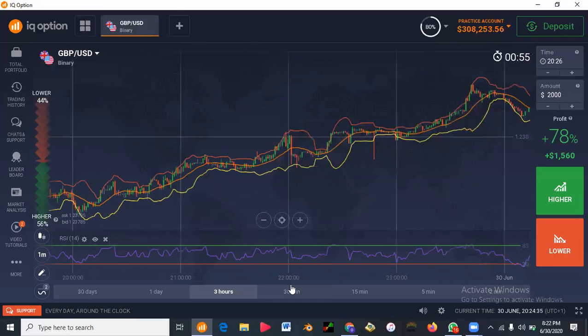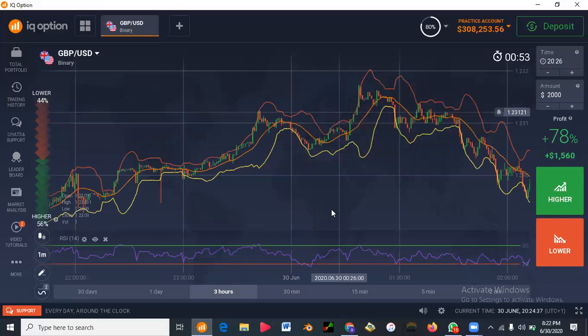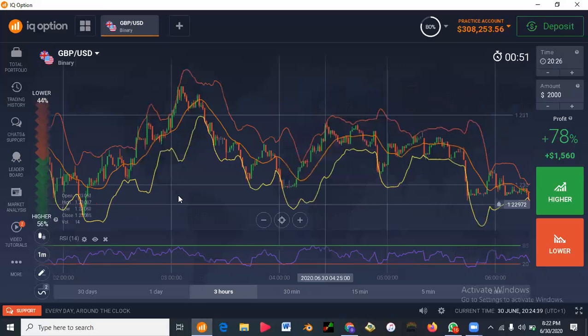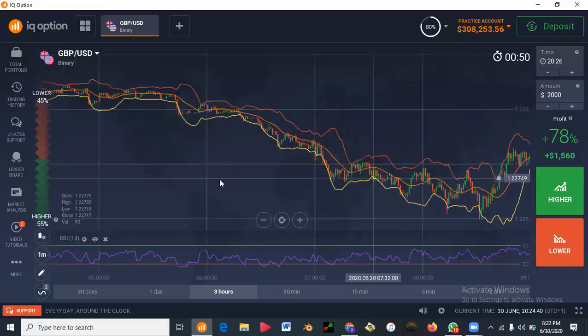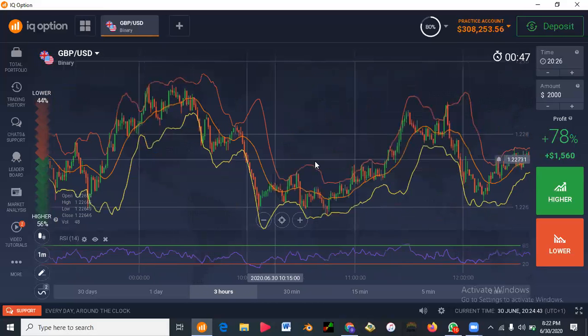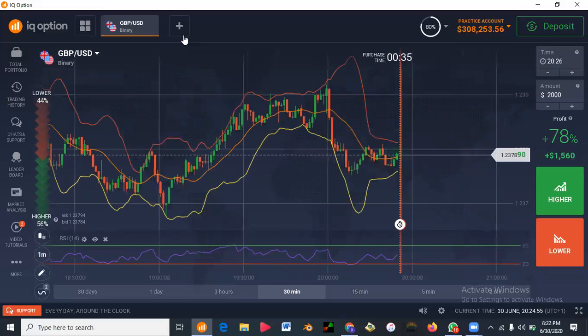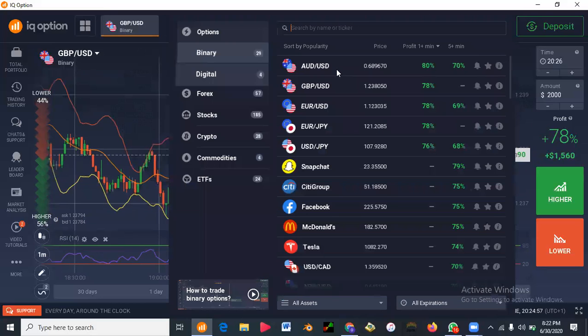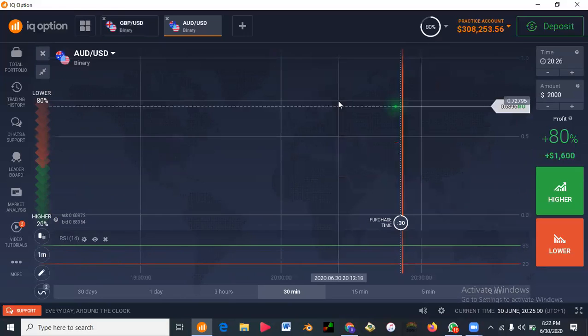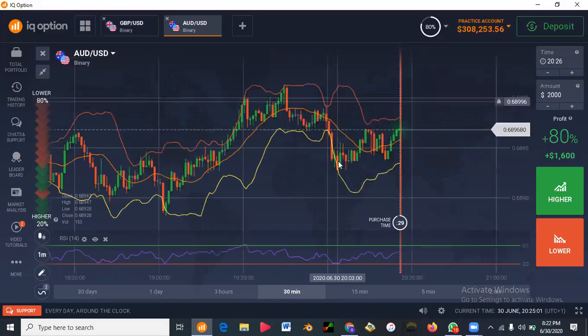So that's all about the Bollinger Band. Set a deviation that is very convenient for you. Deviation can be 2.2, can be 2.5, 2.8. It depends. So, let me add another currency pair, AUD USD. Okay, AUD USD.